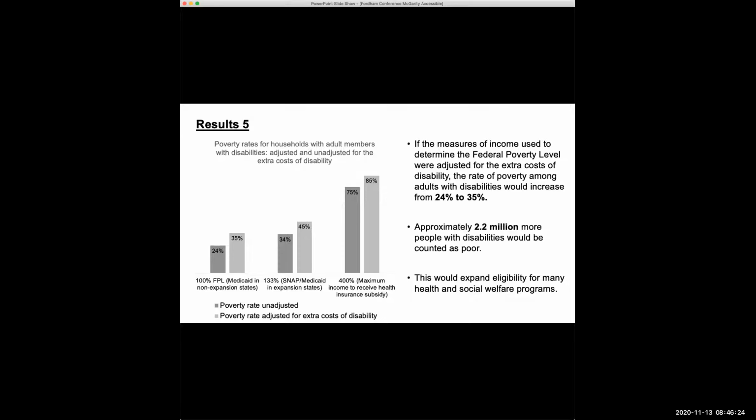So you see in the graph here that we provide, we have poverty levels at the 100%, the 133%, and the 400% levels. These thresholds all correspond to various eligibility requirements for several of the benefits programs in the US. You can see that the dark bars represent the current poverty levels for people with disabilities, and the light bars represent what the poverty levels would be if adjusted for these extra costs. Just give you a second to take a look at that.